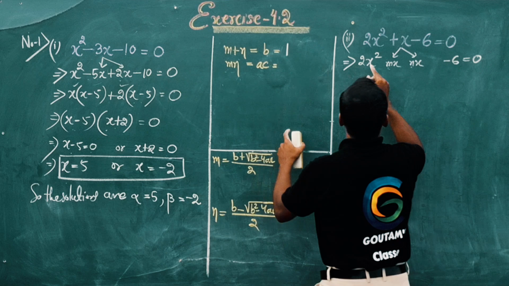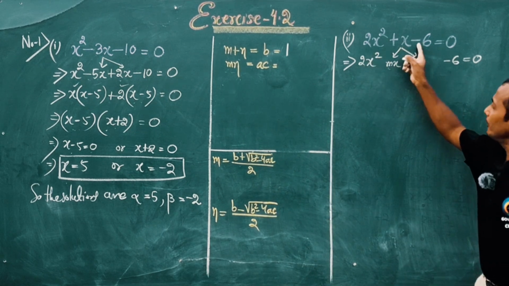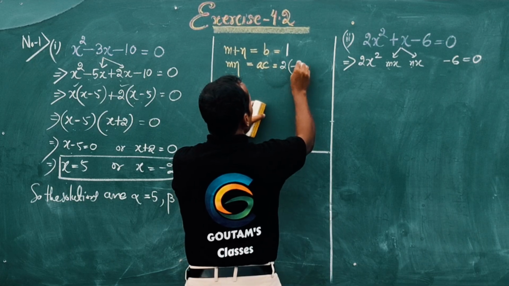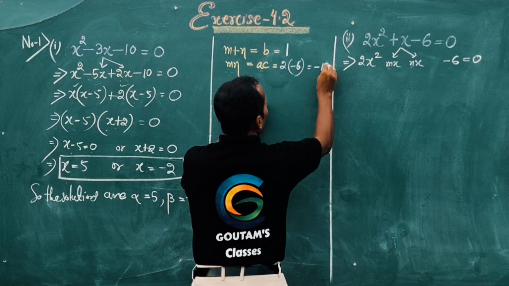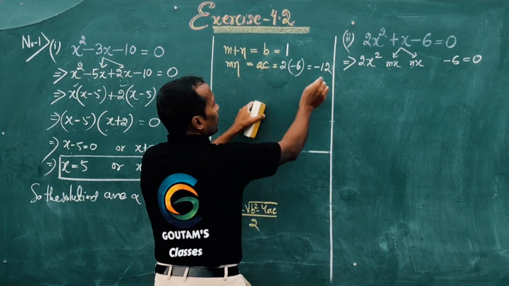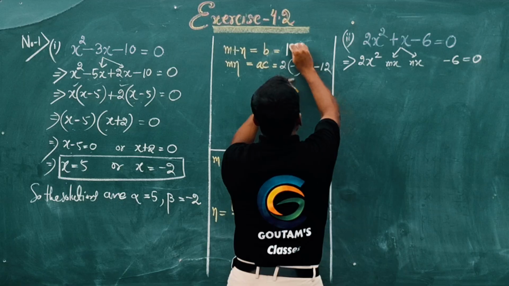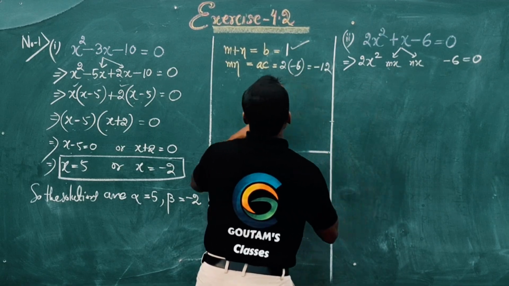and the product of m and n should be equal to a into c. Who is a? 2. Who is c? Minus 6. So 2 into minus 6 is minus 12. So the product of the two numbers m and n must be equal to minus 12 and the sum should be equal to 1. That's clear. So let's find out mx and nx.